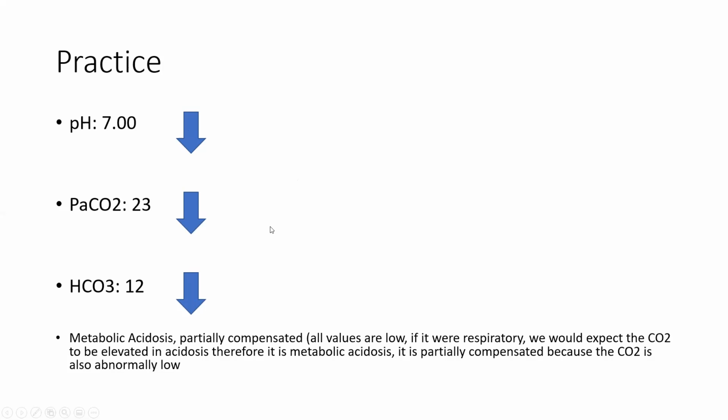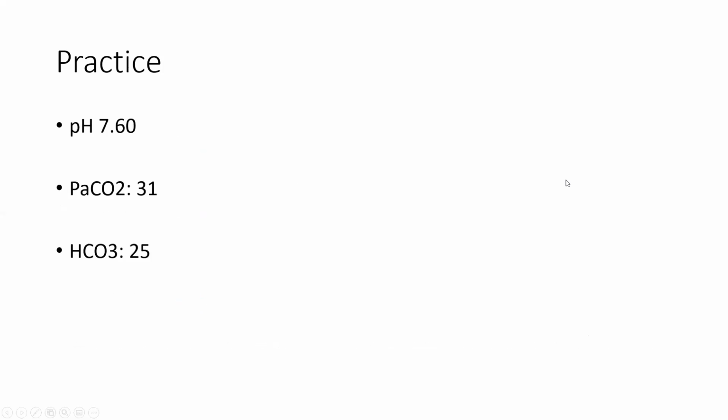And now we have a partially compensated metabolic acidosis. Why? Because all values are low. If it were respiratory, we would expect the carbon dioxide to be elevated in acidosis. Therefore, that makes it metabolic acidosis, and it's partially compensated because all of the values are off. Hopefully that makes sense, guys. All right, so let's go on to a little bit easier one.